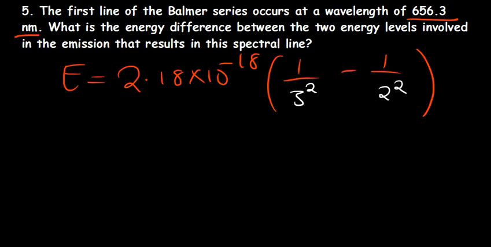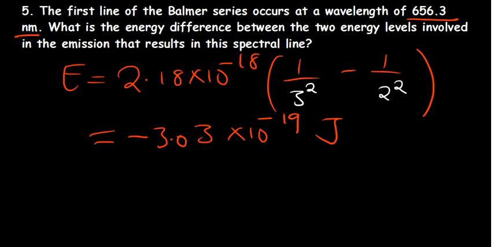It's so interesting that if we calculate here, we're going to have in the brackets 1 over 9 minus 1 over 4, and then multiply by the 2.18 times 10 to the power negative 18. So the answer is negative 3.02, let me just say 3 times 10 to the power negative 19 joules.